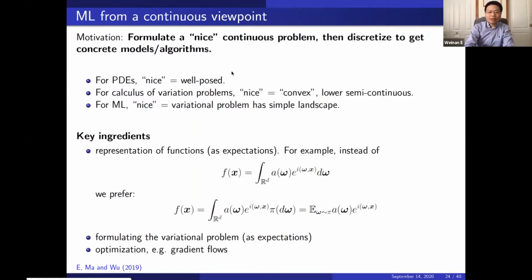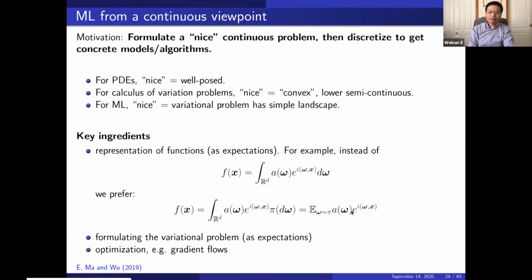Suppose we want to do that, what are the key ingredients? There are three. One is that we have to figure out a representation of functions, and we have to represent functions as expectations. For example, this is the usual Fourier representation. This is not an expectation, so we don't like that. We prefer this one. The only change is that we replace d omega by pi of d omega, where pi is a probability distribution. In this form, f is expressed as an expectation. So this is much better.